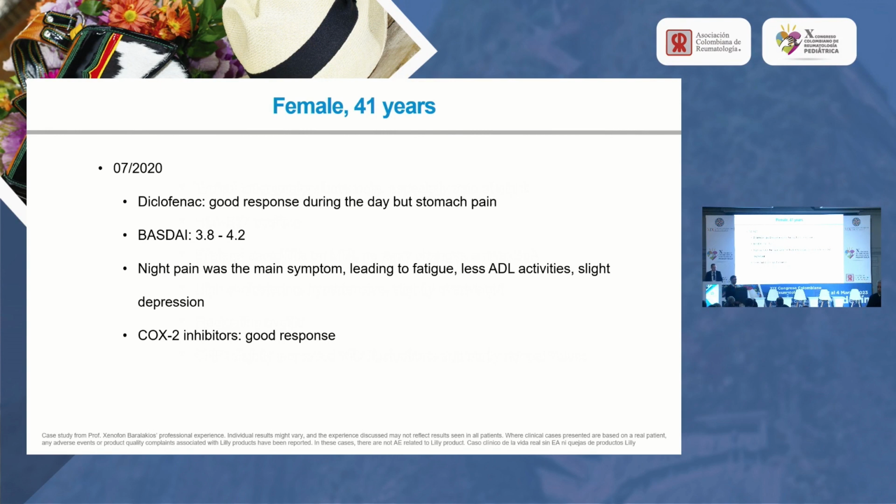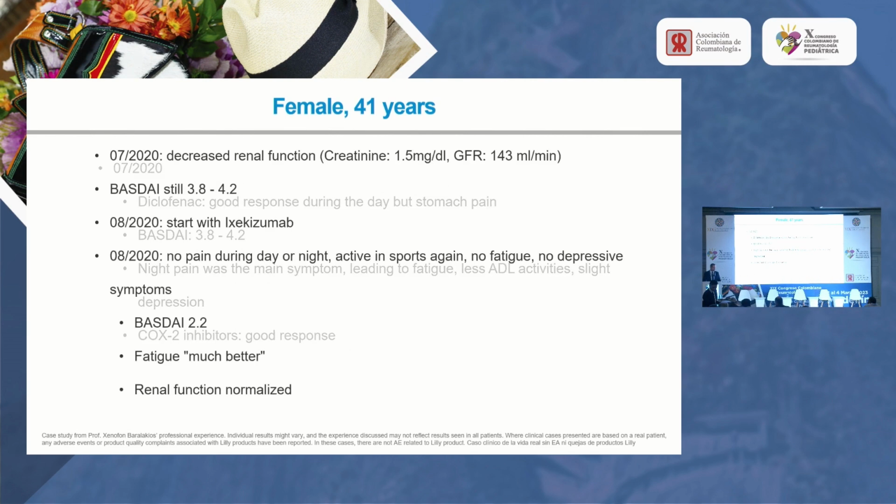Now, that patient came to the office in July 2020. She had got diclofenac, had good response. You see that the BASDAI was around 4. You remember BASDAI of 4 means the disease activity where I need to start with a biologic DMARD. She had fatigue, had stomach pain because of the NSAIDs, had lesser activities of daily life, was slightly depressive, then the non-steroidal was changed to a COX-2 inhibitor, with a good response.